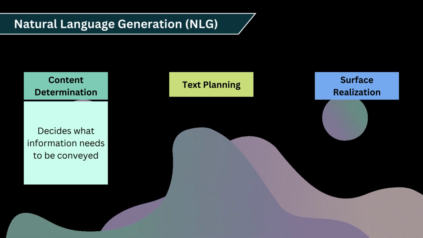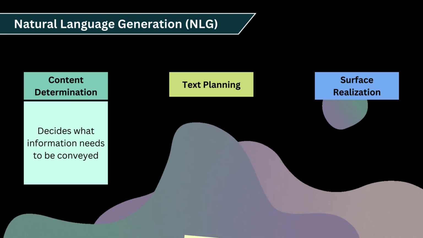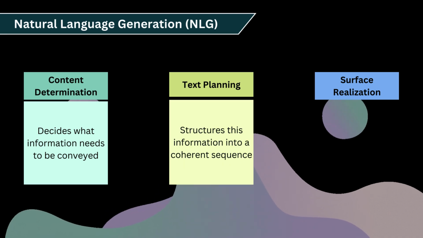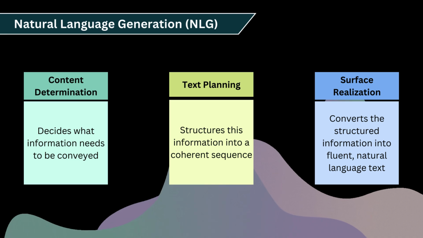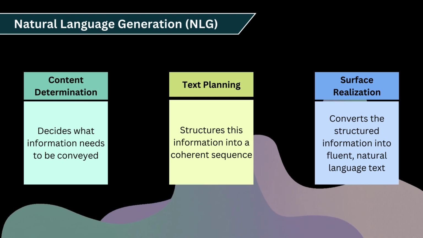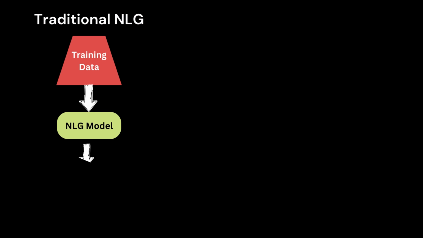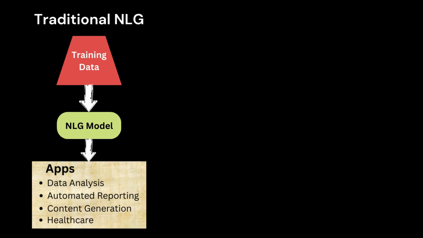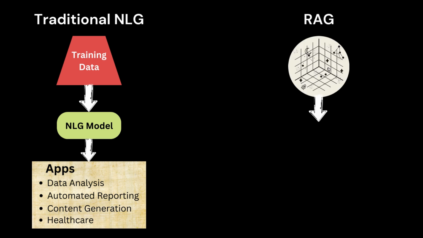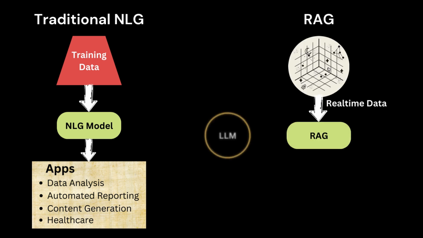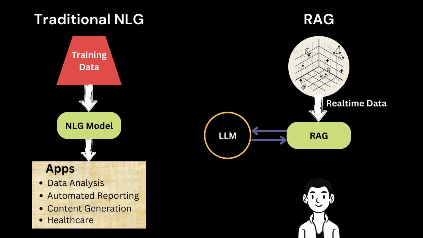Content determination decides what information needs to be conveyed. Text planning structures this information into a coherent sequence, and surface realization converts the structured information into fluent, natural language text. Early NLG systems were rule-based, relying on predefined templates and grammar rules. These systems were limited in flexibility and adaptability. The advent of neural networks and deep learning revolutionized NLG, giving rise to powerful models like GPT. These models can generate highly coherent and contextually relevant text by learning from vast amounts of data.